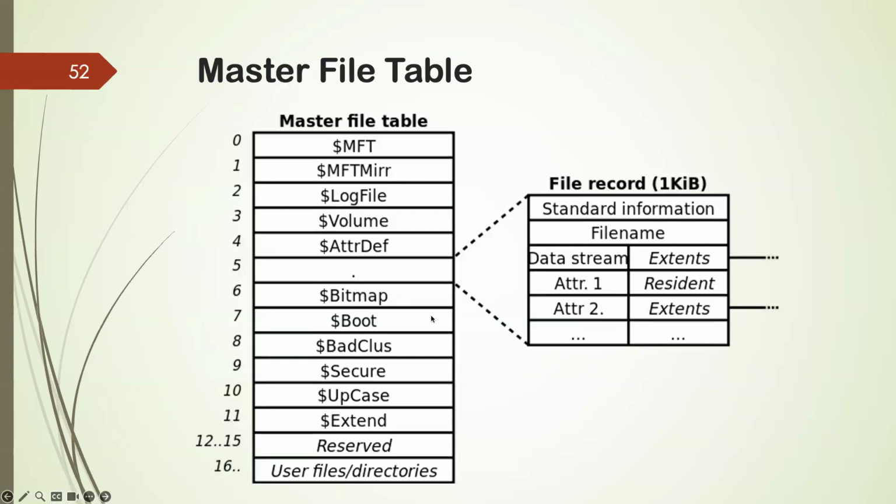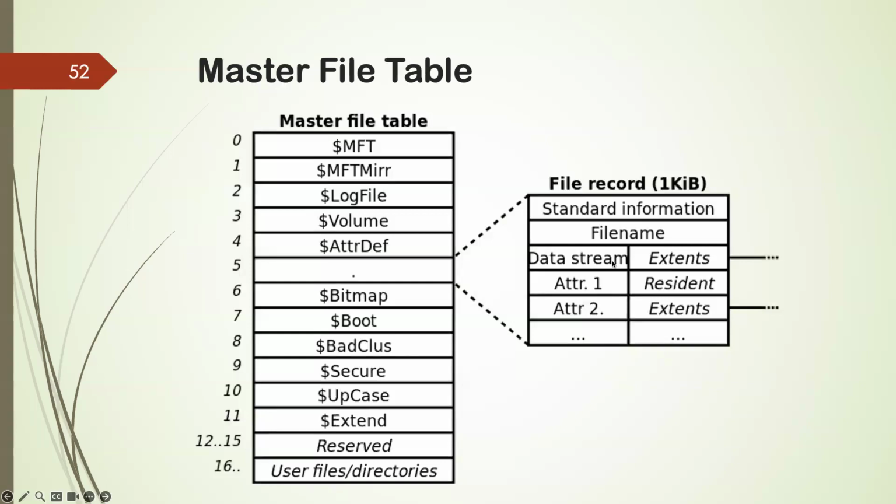and they are not available for the user. If you look into the record of an individual file, for example, our file.txt from the previous example, the first attribute will be standard information: creation, modified, last access, those types of things, the metadata about the file. Then you will have the file name as another attribute, and then we will have the data.